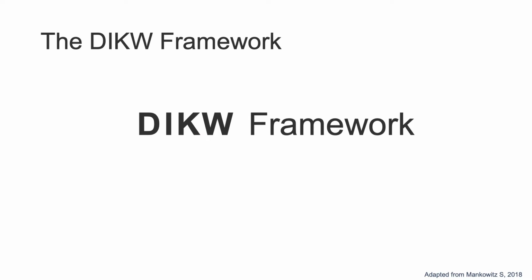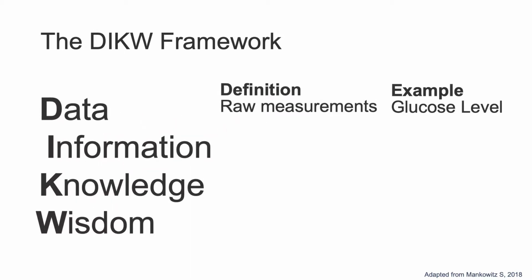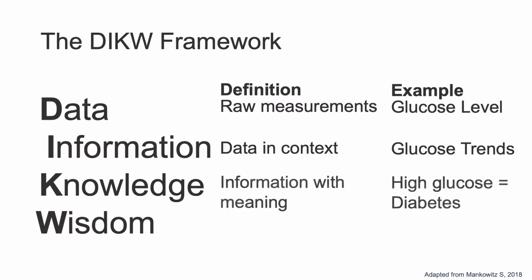But data is not a monolithic thing. Data kind of comes in its own kind of forms, and there's this framework that's been promulgated called the DIKW framework, which stands for Data, Information, Knowledge, and Wisdom. And in this framework, data represents the raw measurements. An example would be like your glucose level. Information is data in context, right? That could be like a trend in the glucose. Knowledge would be information with meaning. So high glucose or rising glucose, that's indicative of possible diabetes.